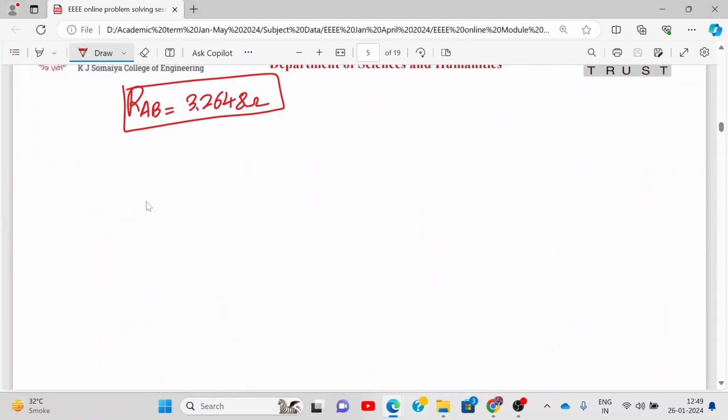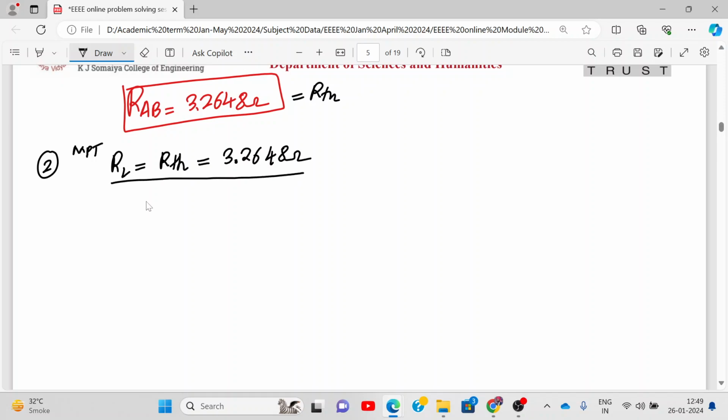Then what can we say for the second step? We can say that for the maximum power transfer theorem, MPT, maximum power is transferred from the source to the load when RL is equal to RTH. So this is RTH. So it's 3.2648. So this will fetch you some marks.